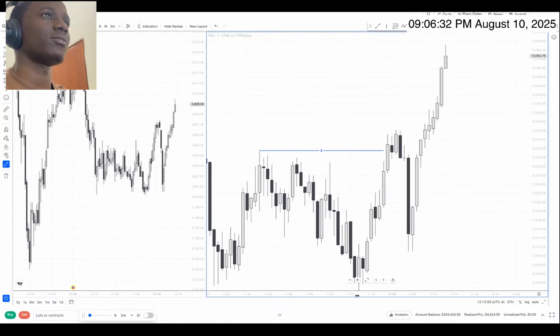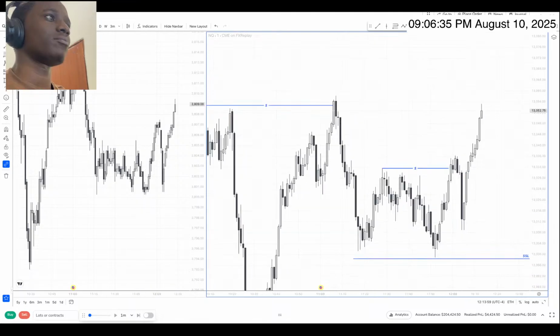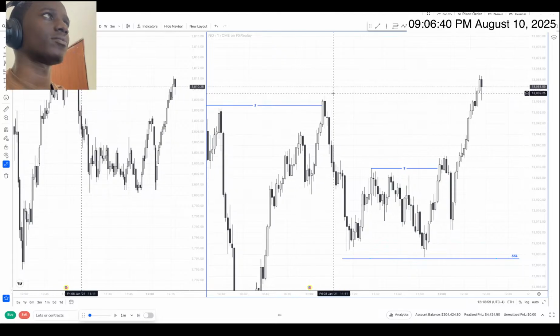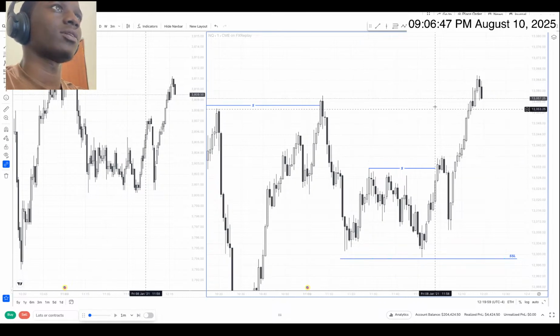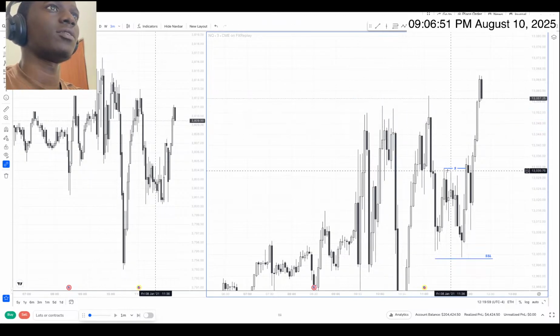I'll never get to this. I just one week, maybe for game session. Let's take another trade. So we end up taking out this high on NQ. Then on ES, do not take out that high. So this one, let's do it like this.